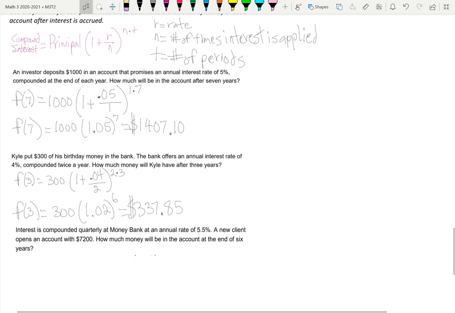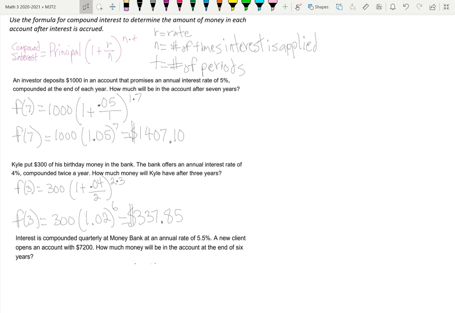My last example is at MoneyBank. It's an annual rate. A new client opens an account with $7,200. How much money will be in the account at the end of 6 years?